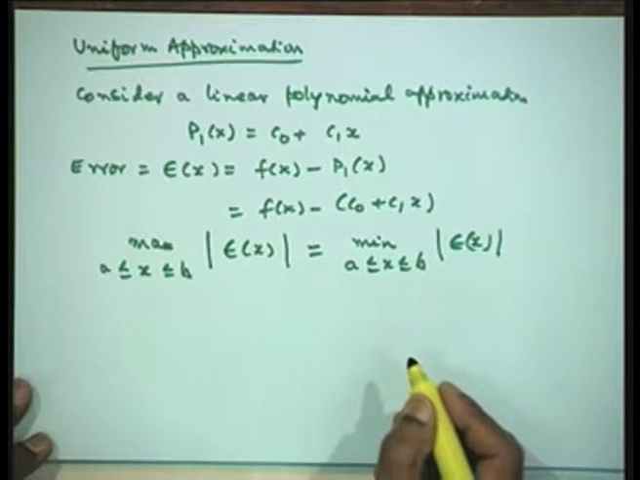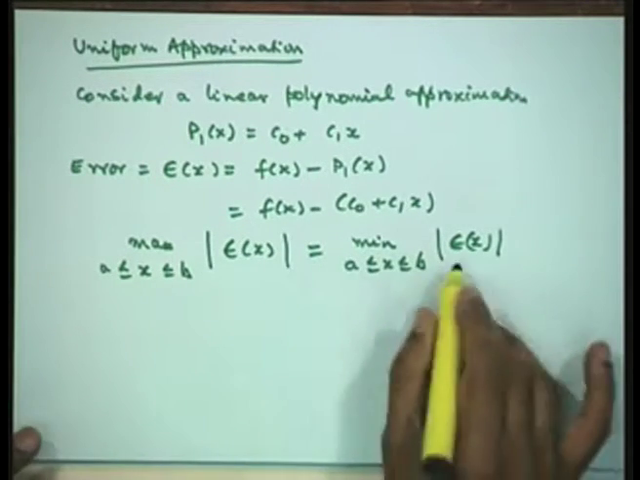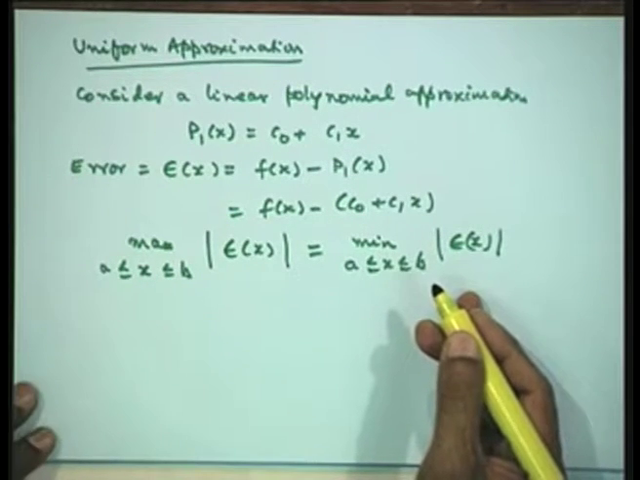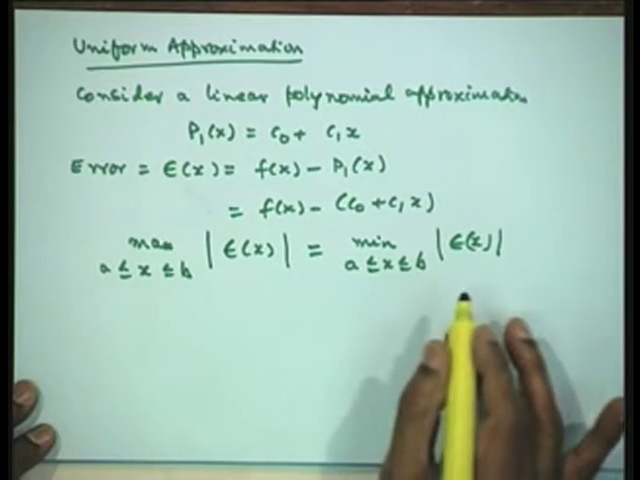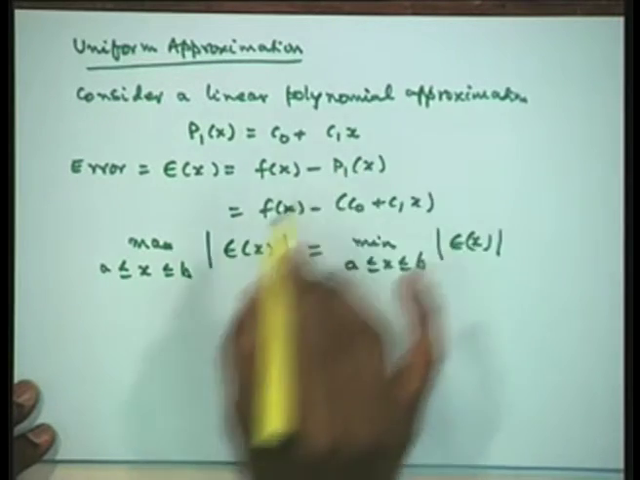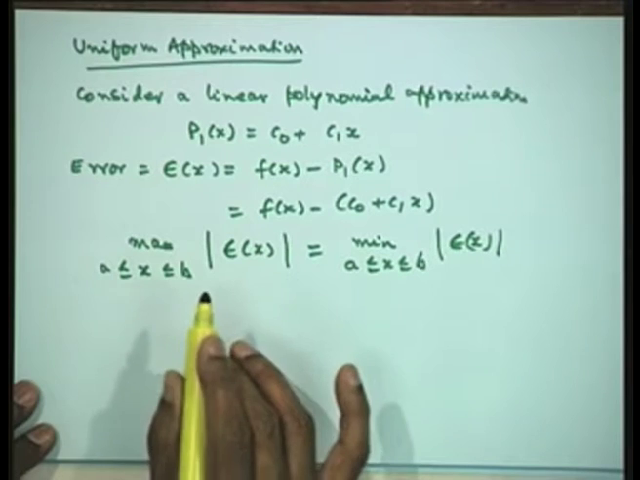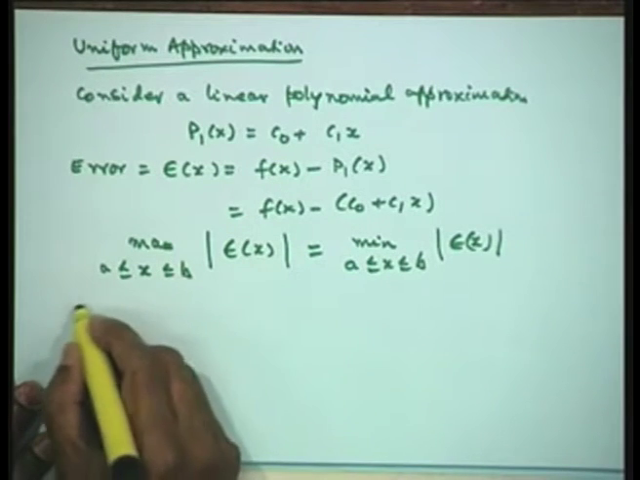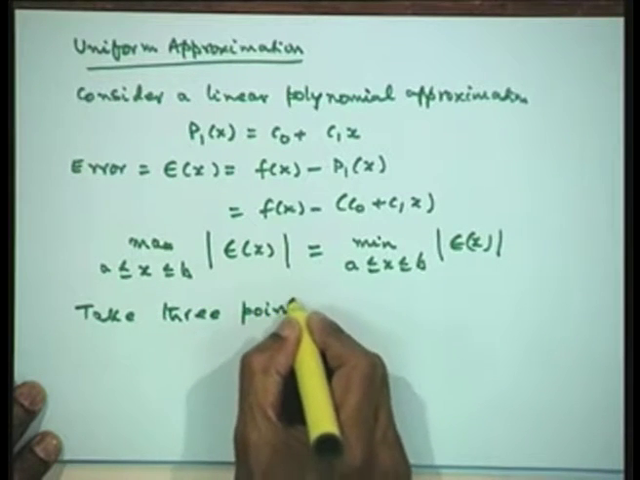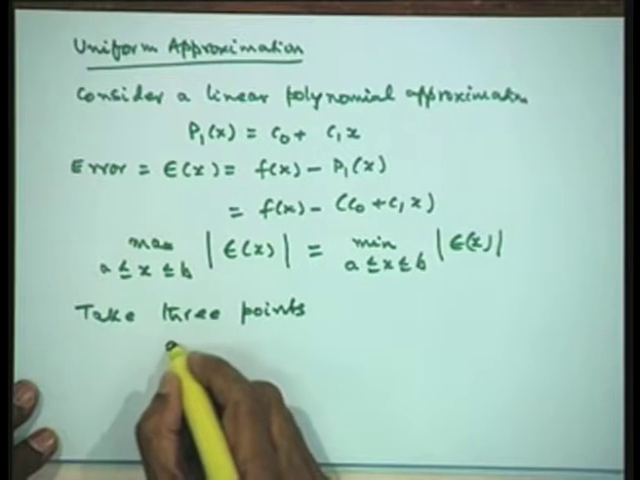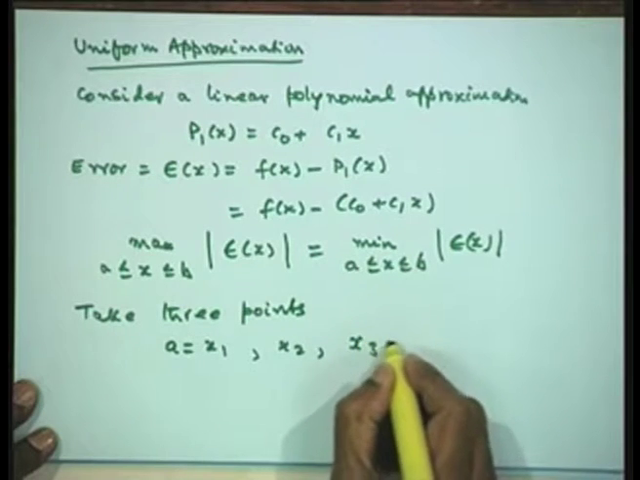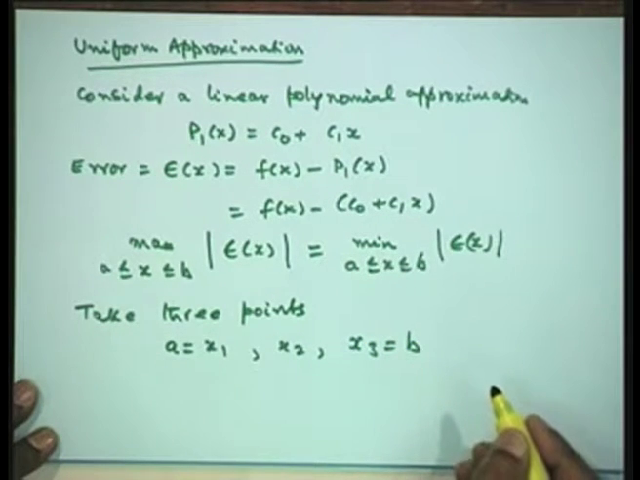This would imply that all the errors are equal in magnitude, because the maximum should be equal to the minimum. Therefore, the errors at all the points would be identically same, and that is the magnitude of epsilon of x. Now, for considering the linear polynomial approximation, we will take 3 points. We will take the first point as x 1, the second point as x 2, and the third point as x 3, x 3 is equal to b.